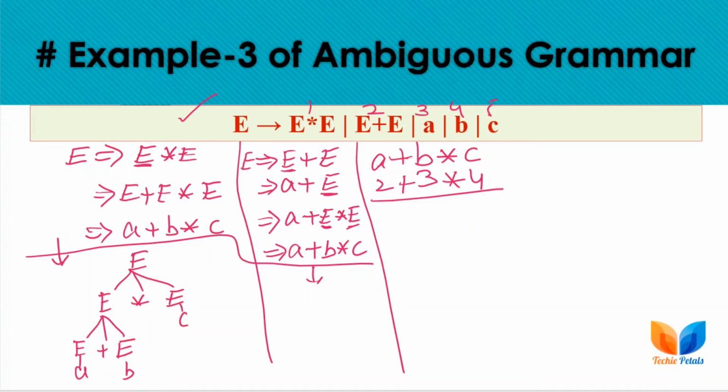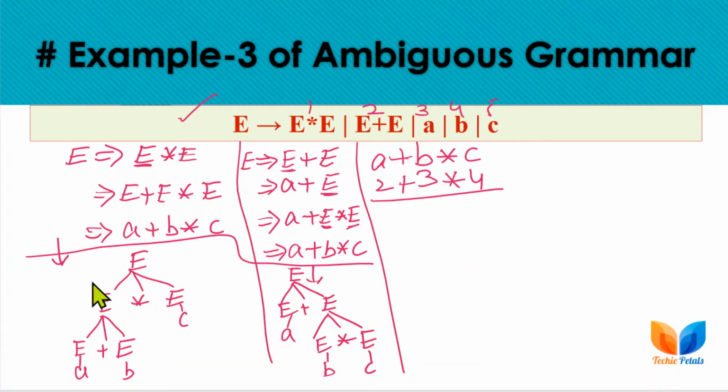This is c. So here we have e, e plus e, and further we are having e into e, a, b and c, right? So here the first derivation tree and the second leftmost derivation tree. So let's check whether the resultant string is making any difference or not.